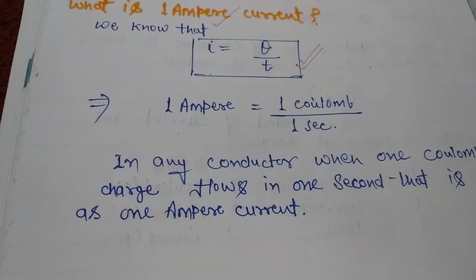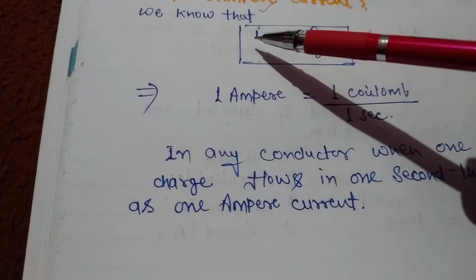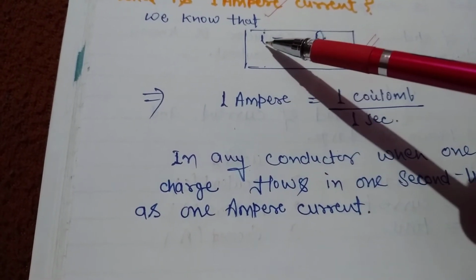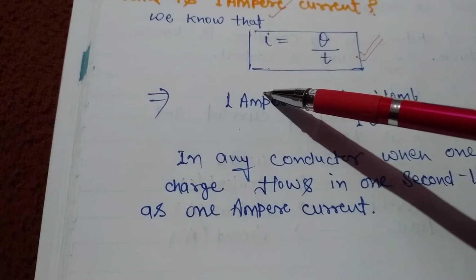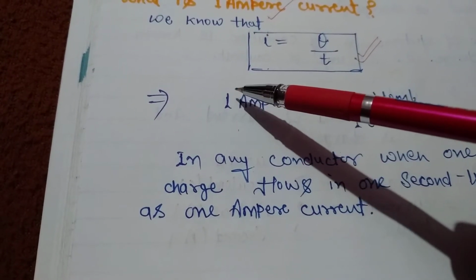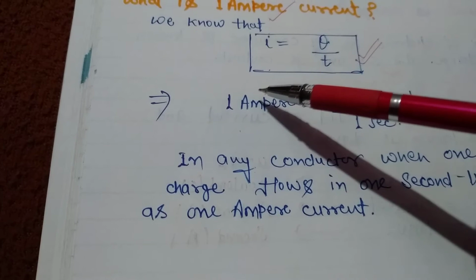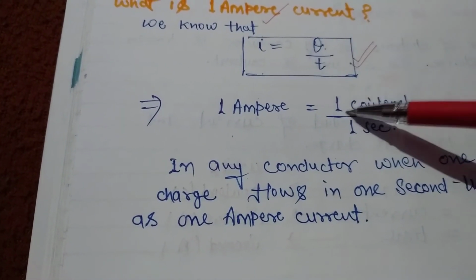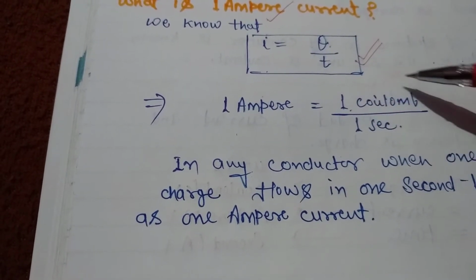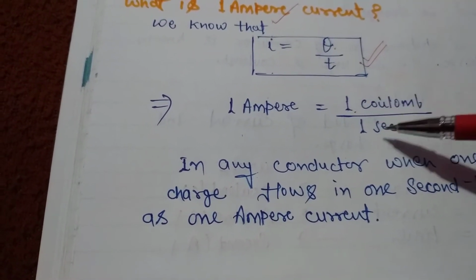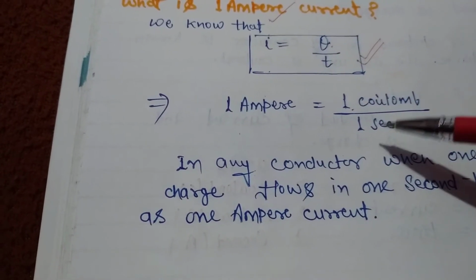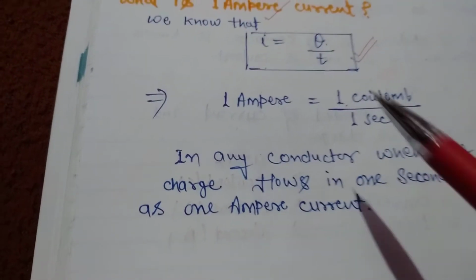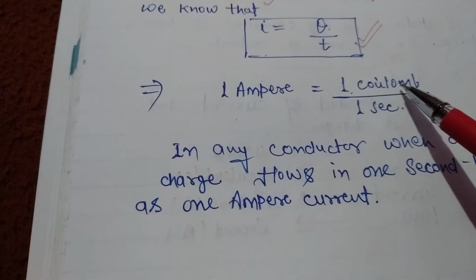To define 1 ampere, we put 1 just before the unit of that quantity. Ampere is the unit of current, so we write 1 just before the unit of the quantity, 1 before ampere. After that, for quantity Q, we write 1 just before the unit. Coulomb is the unit of charge, and after that T is given, so we write 1 just before the unit of T. So we now have 1 ampere is equal to 1 coulomb upon 1 second.